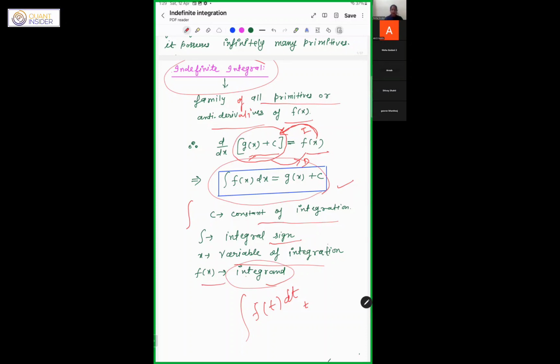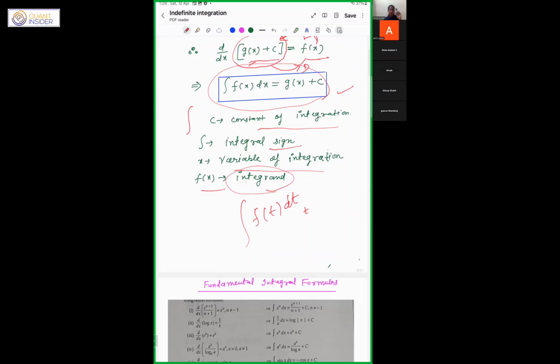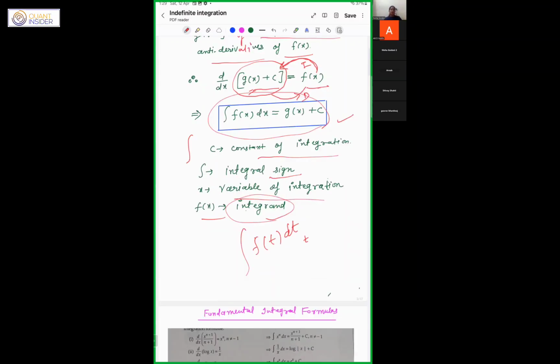So these are the basic things for the indefinite integral. You must keep in mind that the indefinite integral is nothing but the family of all antiderivatives of f(x), or the collection of all those functions whose derivative is giving that function f(x).